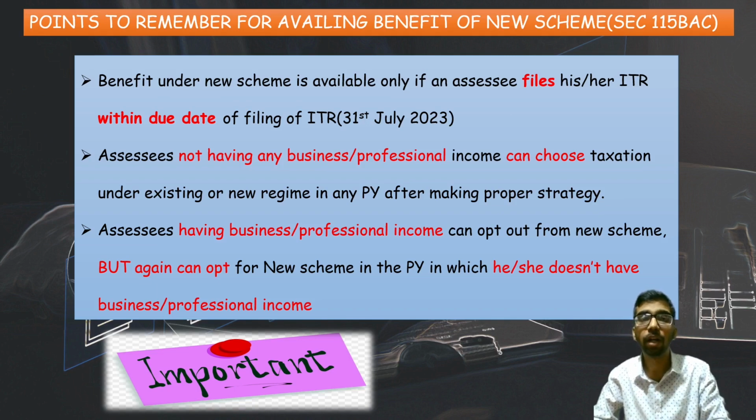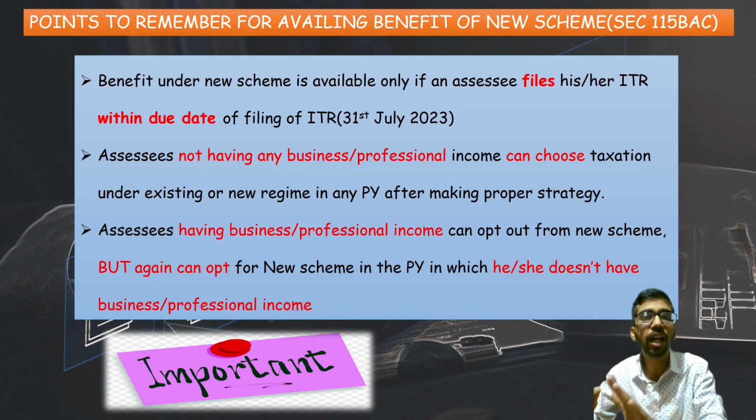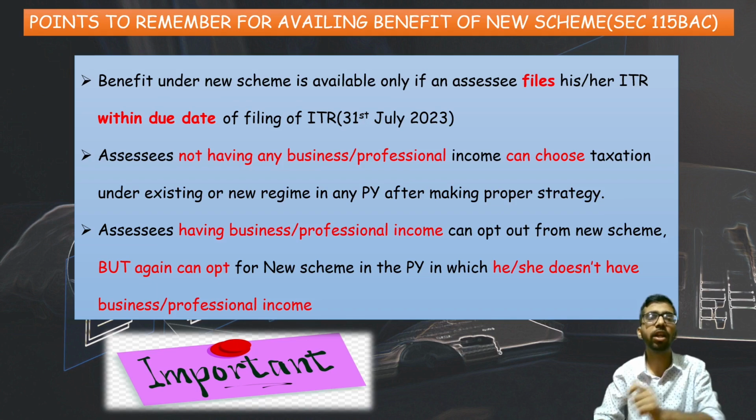But employees having business income or professional income can opt out of the new scheme only once. If he opts out, he cannot again opt for the new scheme in the next previous year until and unless he no longer has any business income. This is a very critical part.